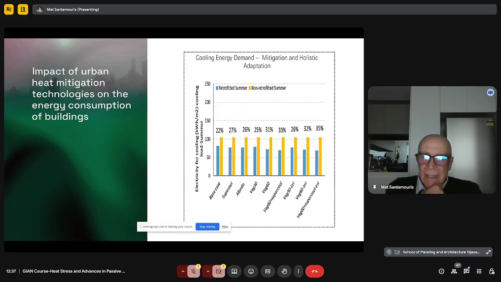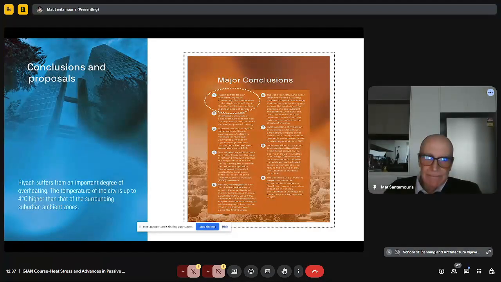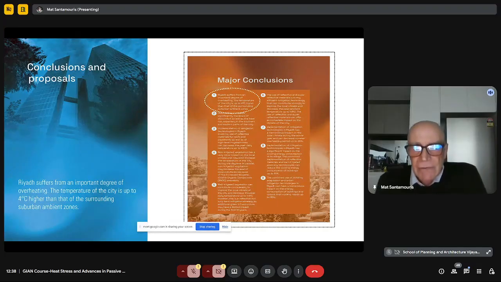36% at the city scale of Riyadh is a tremendous number, because we are discussing very high temperatures. So the potential is extremely high for mitigation of heat, for decrease of the temperature, but at the same time, there is a very high potential for energy conservation and decrease of the energy consumption.